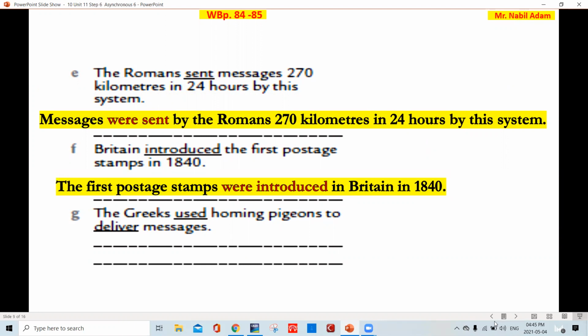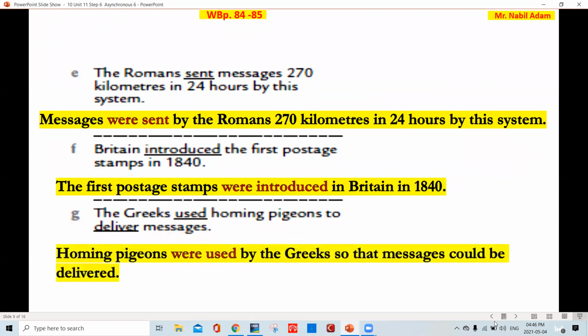The Greeks used homing pigeons to deliver messages. You begin with homing pigeons. Homing pigeons were used to deliver messages. Or homing pigeons were used by the Greeks so that messages could be delivered. So here we are going to change the two verbs. So we change to into so that. Homing pigeons were used by the Greeks so that messages could be delivered, because you've got two underlined verbs.